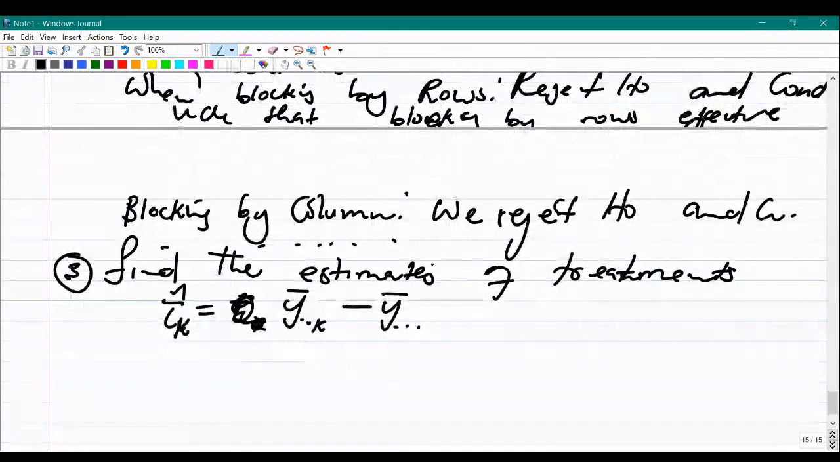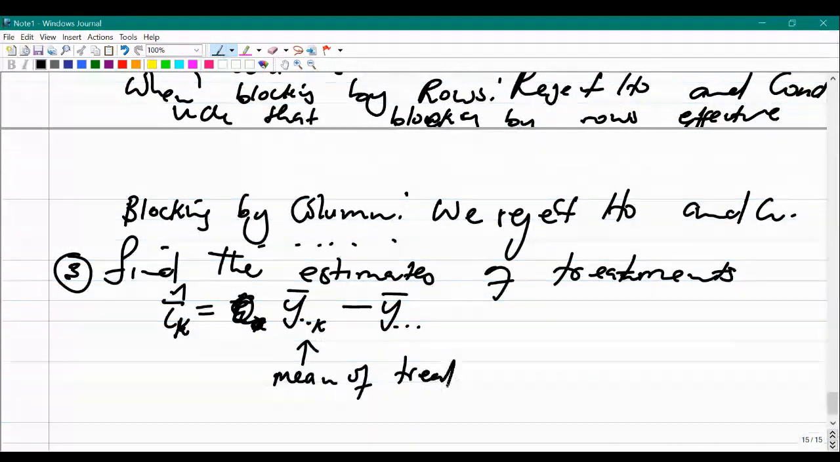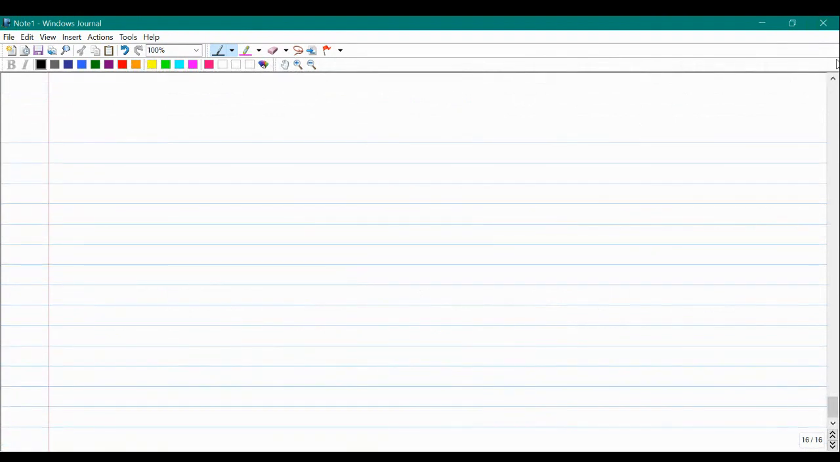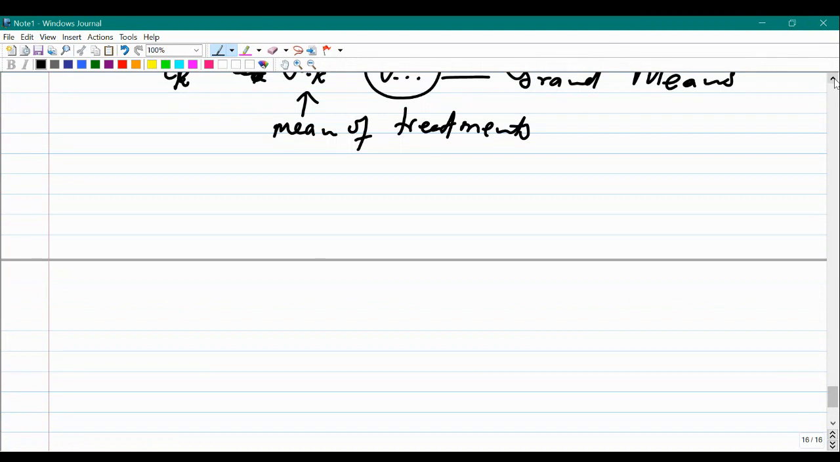Yes. These are the means of treatments, and this other one is the grand mean. How many estimates are we expecting, based on our given problem? 4, right? We are expecting 4. We have been doing this since chapter 2, so we should not waste time on this type of questions.